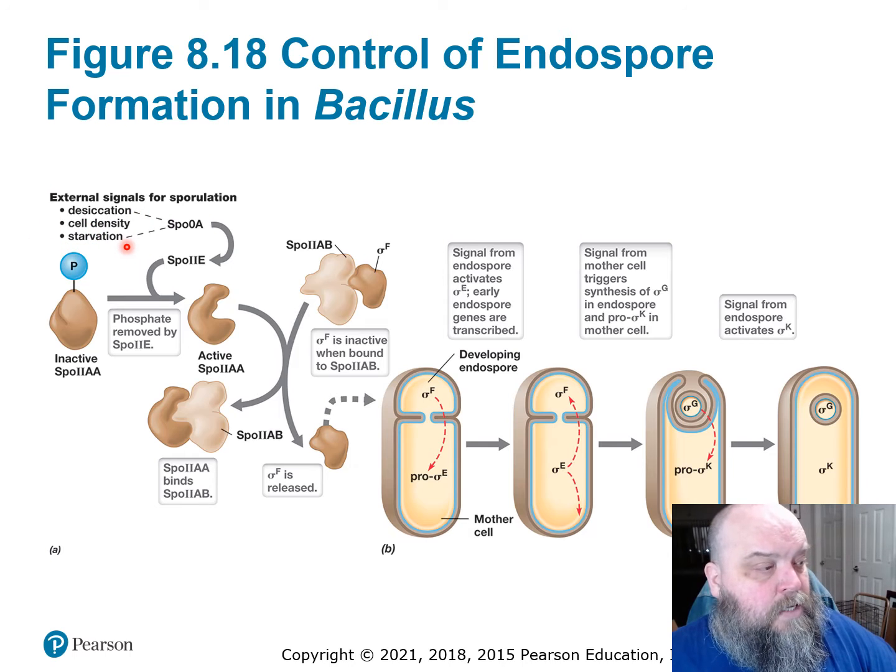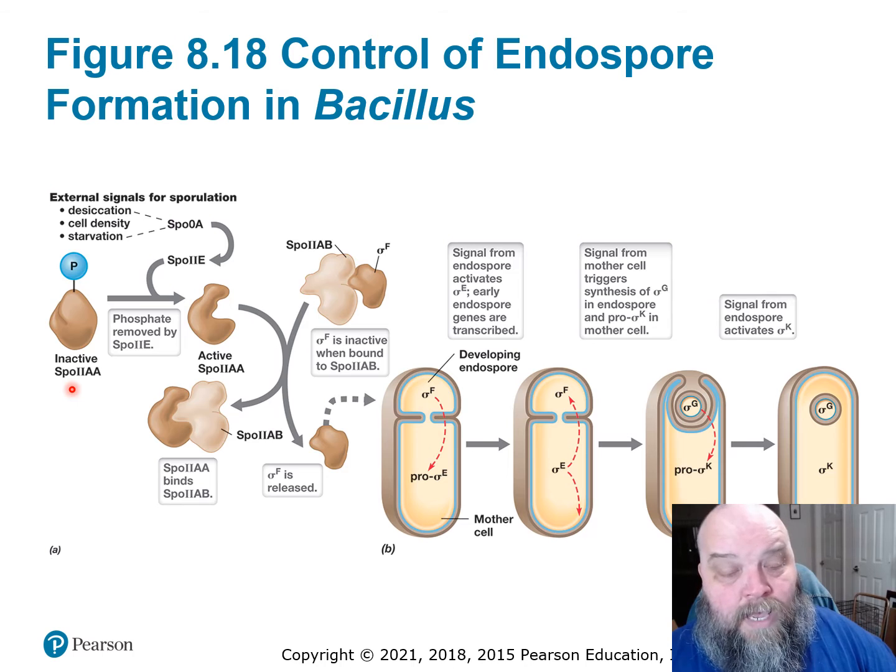Some external signal. You have SPO2AA, SPO2AB, SPO2E. Some external signal triggers accumulation of SPO0A to be phosphorylated. SPO0A goes and activates SPO2E, which then goes and dephosphorylates SPO2AA. Okay, SPO2AA activated goes and plays well with SPO2AB.